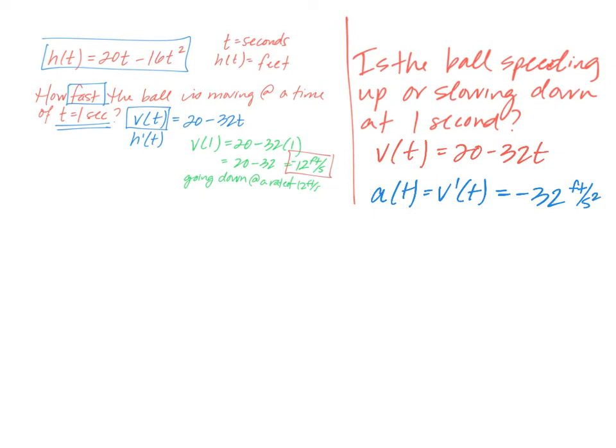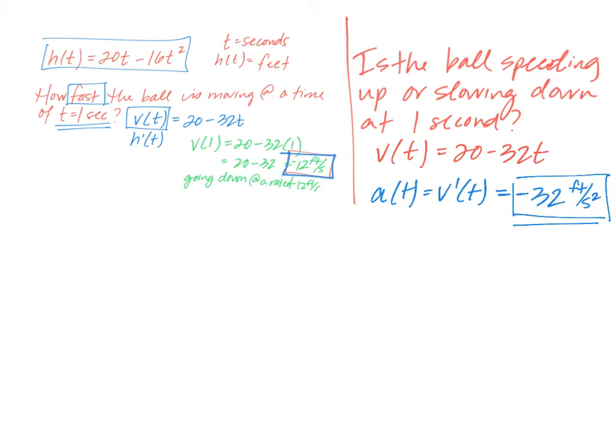Now, this is something you are really familiar with. It makes sense that there's a constant acceleration on this, because the acceleration on the ball is due to gravity. And negative 32 feet per second squared is acceleration due to gravity. So what we now know, first, the velocity at 1 second is negative 12 feet per second. The acceleration is negative 32 feet per second squared.